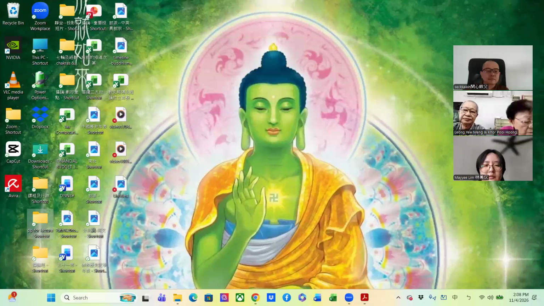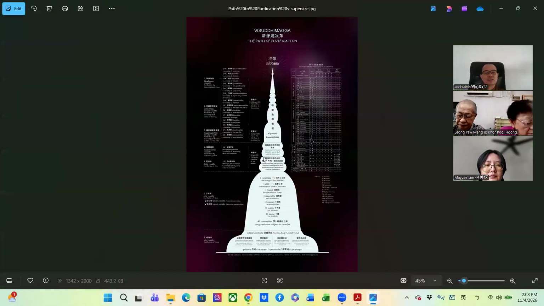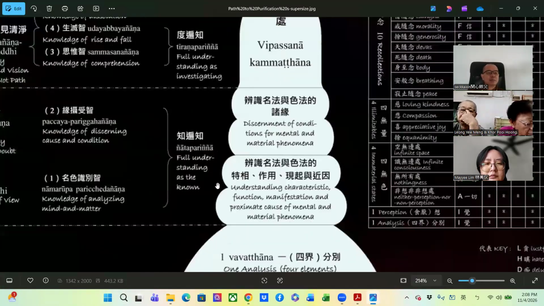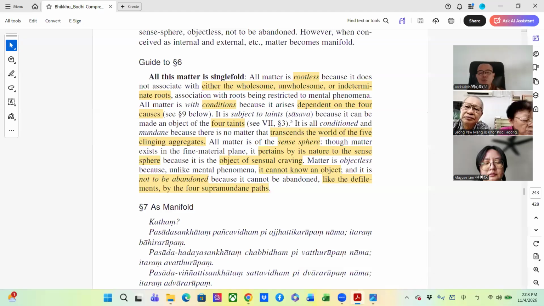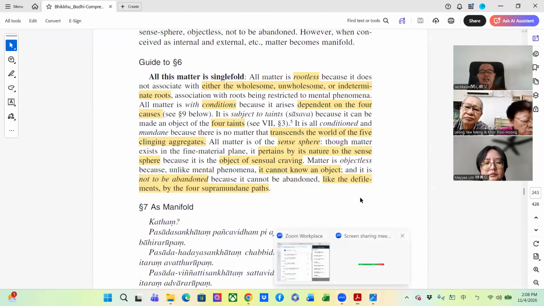It's because for these stages, let's take a look. During the Vipassana, we must be able to discern this stage, the knowledge of analyzing mind and method. We already finished everything relating to the mind. Now we go to the method. It's the reason why we have to study this.